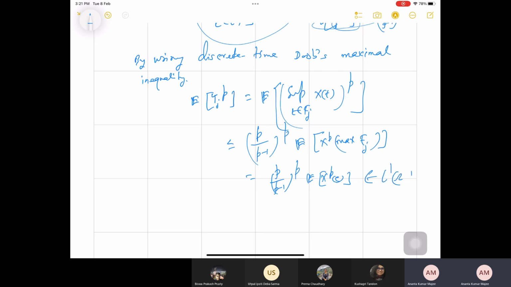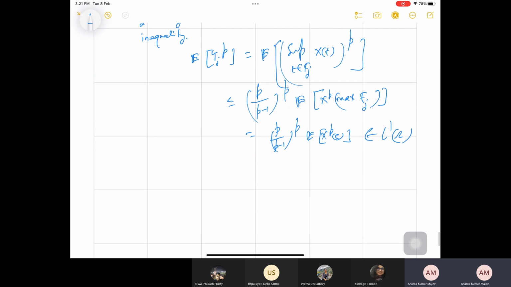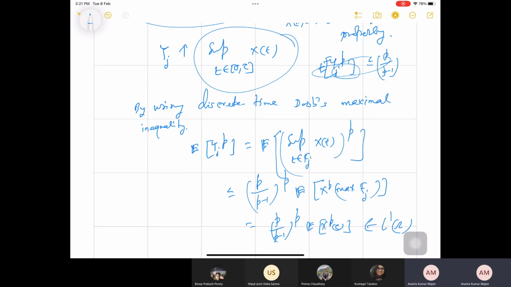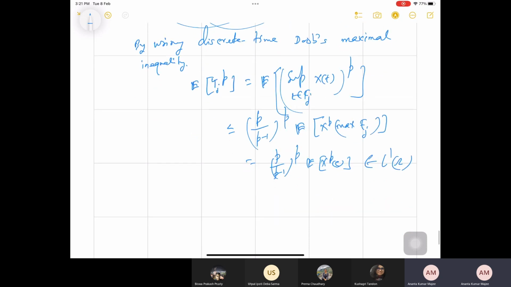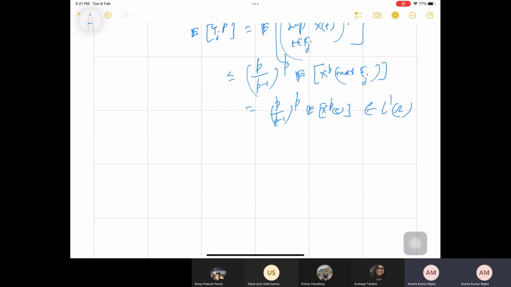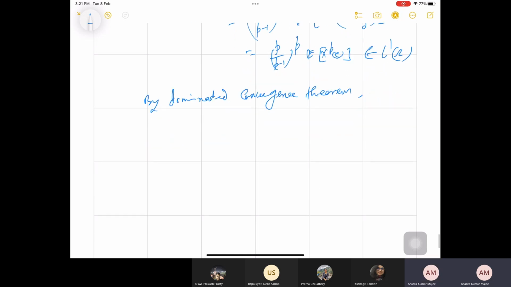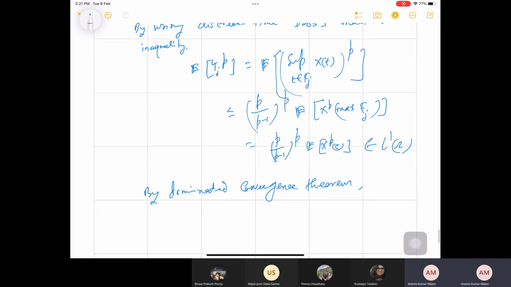Now this is in L1 of omega. It is given to you because for tau, X_tau is in L^p, hence X^p is in L1 of omega. So that means I can use the dominated convergence theorem, because now Y_j increases to here, and the expectation of Y_j is less than or equal to this part. X to the power p is in L1. So I can use the dominated convergence theorem to conclude. So by the dominated convergence theorem, what I can say is that I can pass to the limit here.